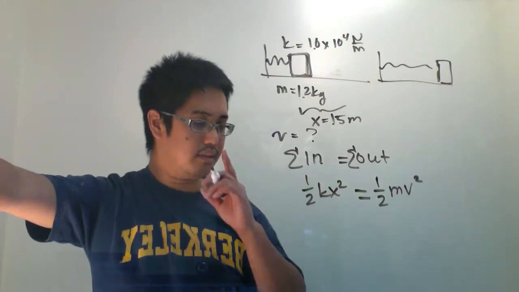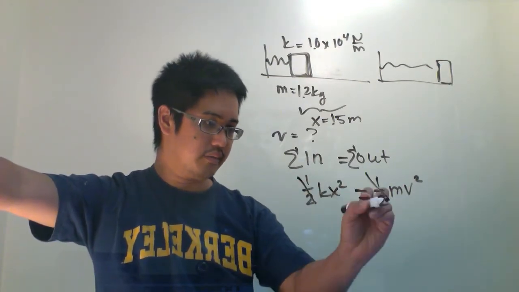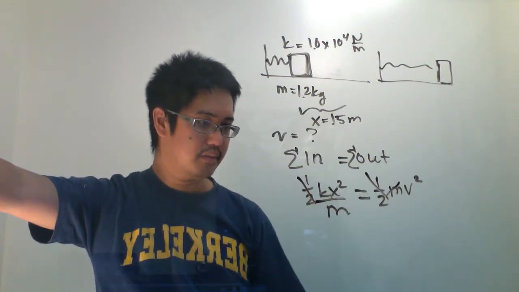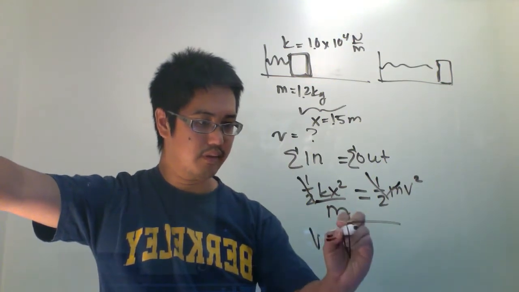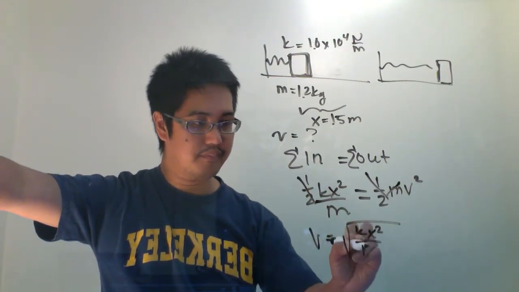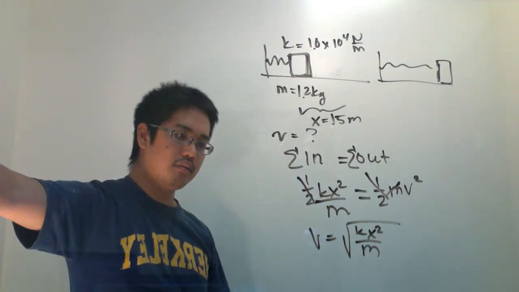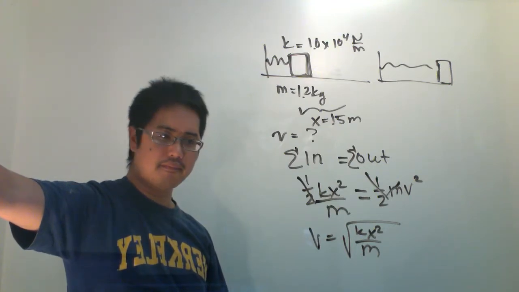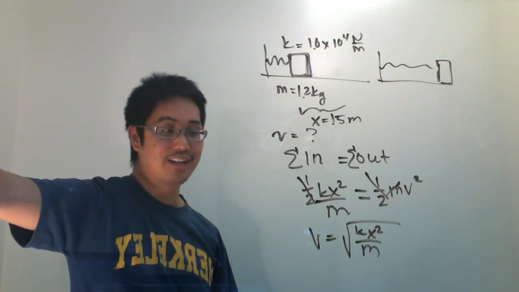All you're asking me to do is solve for v. That kills that, that kills that. Divide this by m. Take the square root. So v is equal to the square root of kx squared over m. Then you just plug in your numbers. Is that what you got? No. It's probably because I didn't show you how to do this correctly. I'm sorry, that's my bad.